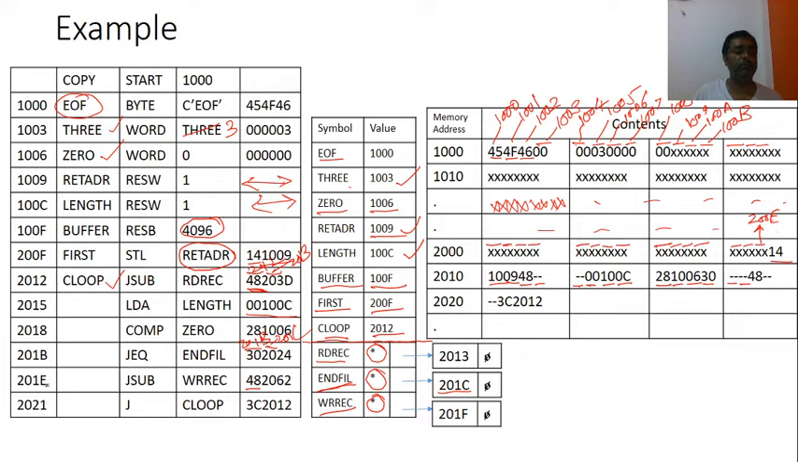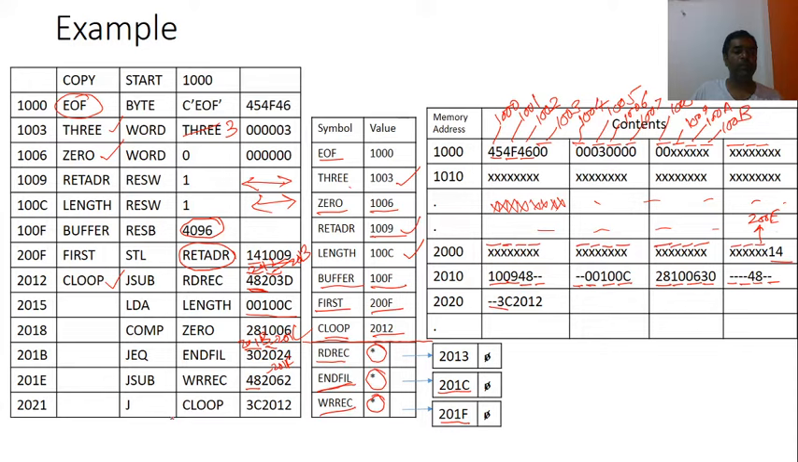Maintain the list where the value of WRREC is required. You can see 201E. At 201E, what is the value? 48. So at 201F, I require the value of WRREC. Here it is written 201F, and just load 48 and leave 2 bytes of memory blank corresponding to the value of WRREC. So 48 is loaded and 2 bytes of memory are left blank.